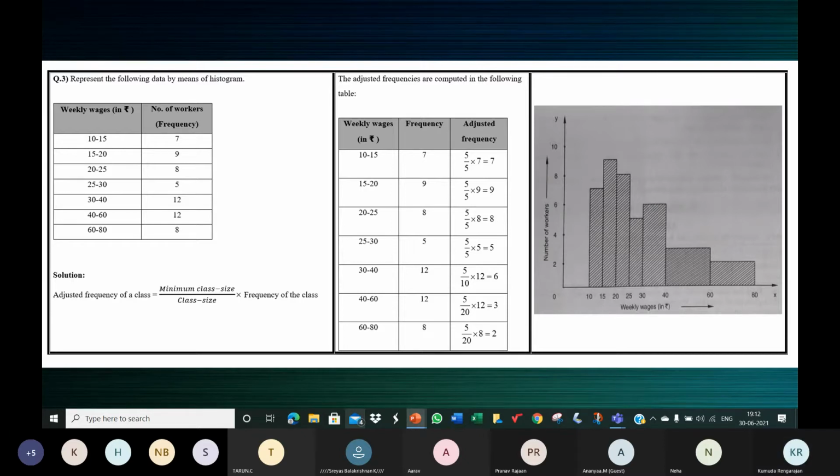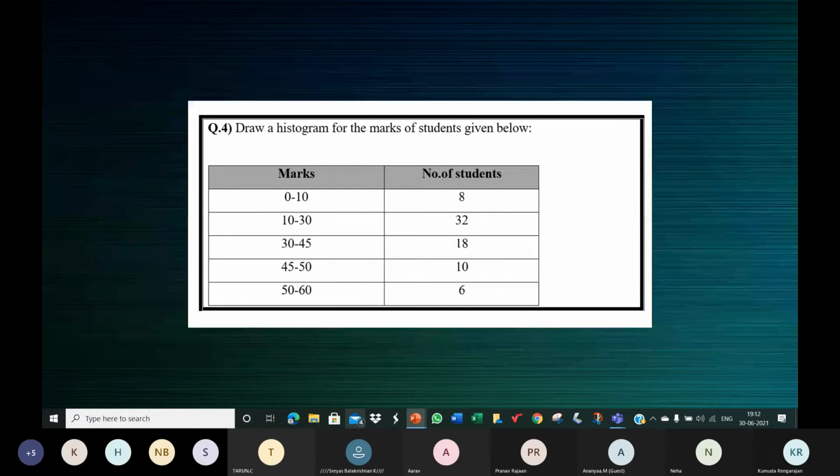Okay, so here we go. Draw a histogram for the marks of students given below. Two questions need to be answered before we actually start to prepare the histogram.